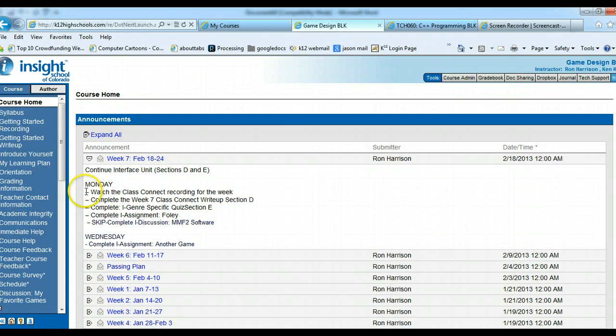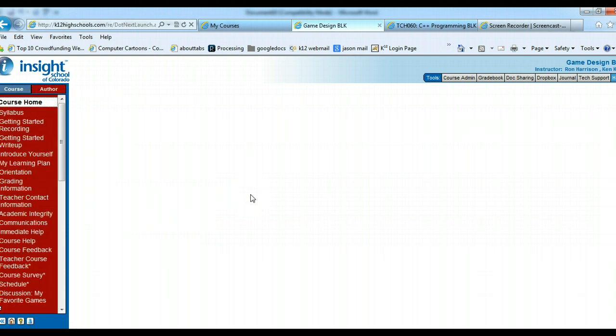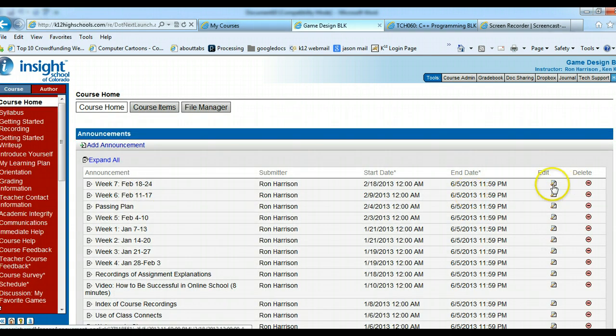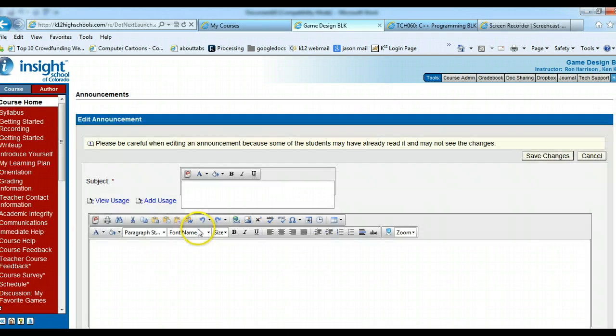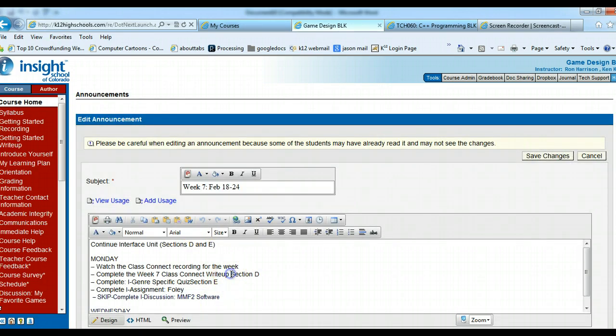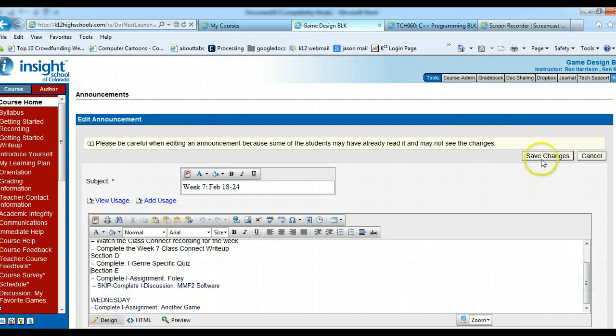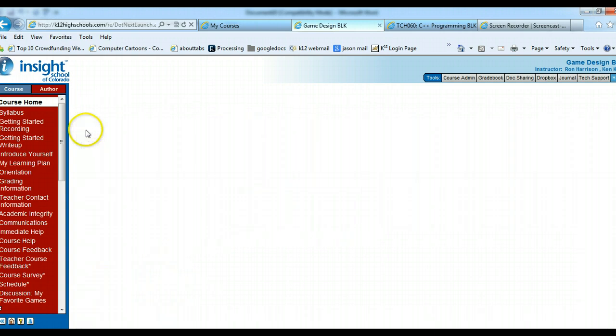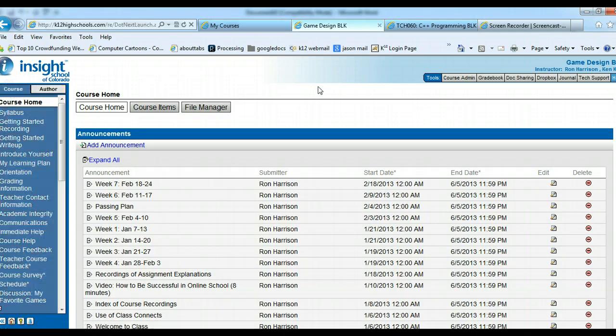So for today, of course, watch this recording, complete the Class Connect write-up, and then in section D, genre-specific quiz, an assignment called Foley. I'm going to fix a couple things right here so it's not confusing. Just to show you how I can edit this stuff. That needed to be down there, and then section E, that needed to be down there. Okay, so that's fixed.